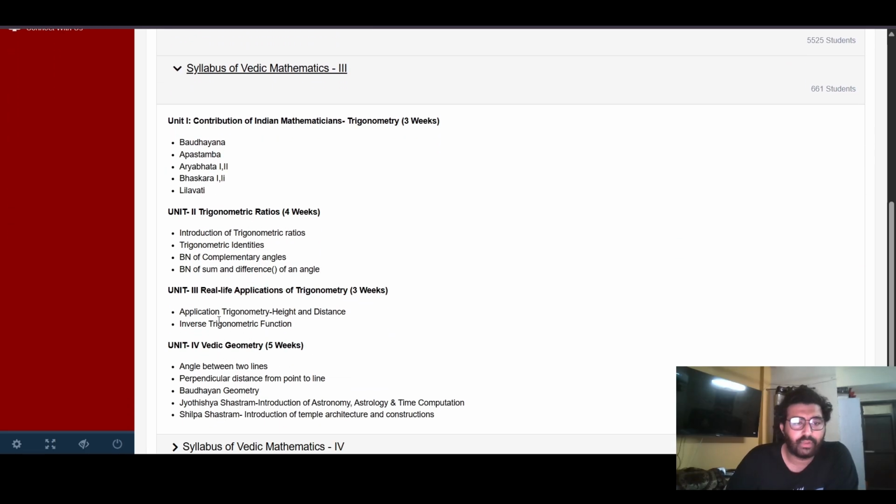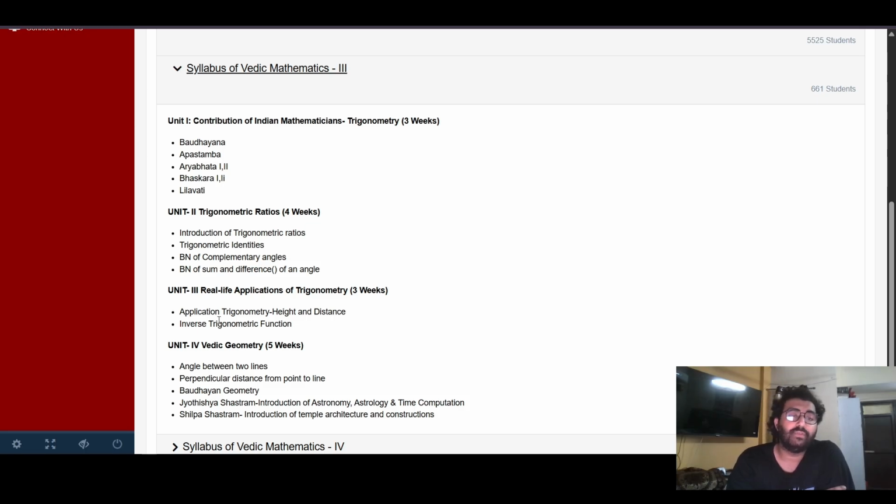For the syllabus, there are a total of 4 units. Let's go through them one by one. Unit 1 is about the contribution of Indian mathematics, trigonometry. Here they will talk about Baudhayana, Apastamba, Aryabhata I and II, Bhaskara I and II, Lilavati.